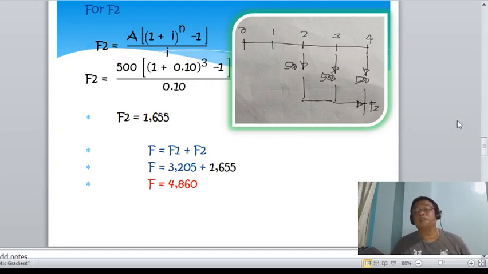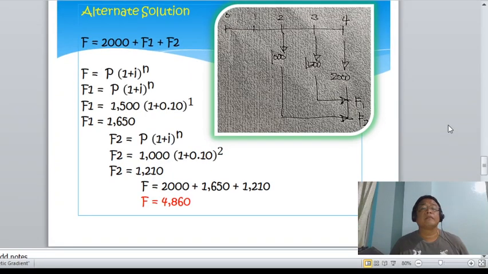4,860. Okay? So, take note class of the cash flow diagram also. Another solution. So, using again the equation of value. Okay? So, the future amount of these payments is equal to 2,000 plus F sub 1 plus F sub 2. Okay? So, take note that for compound interest, F is equal to P multiplied by 1 plus I raised to n. Okay? So, getting now the value of F sub 1.